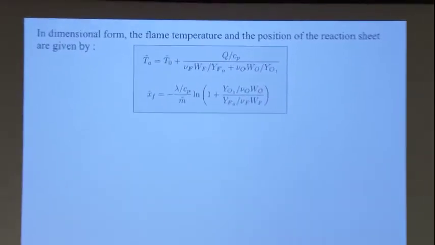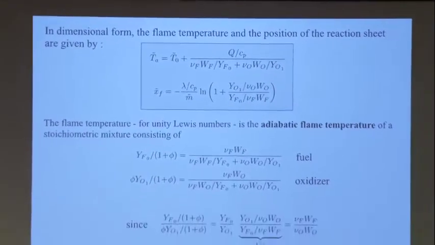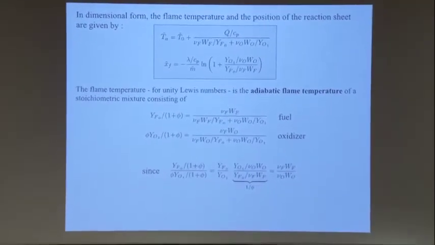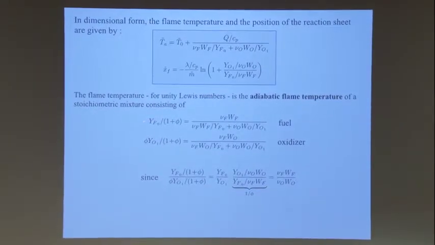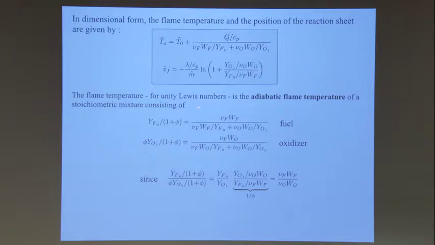So here, first of all, I wrote those in dimensional form, but here is why it is the adiabatic temperature: it's the adiabatic temperature of a mixture which has this amount of fuel and this amount of oxidizer. And you can verify why. If you take the ratio of this to this, you obtain exact stoichiometry, okay? This is the comment I want to make.